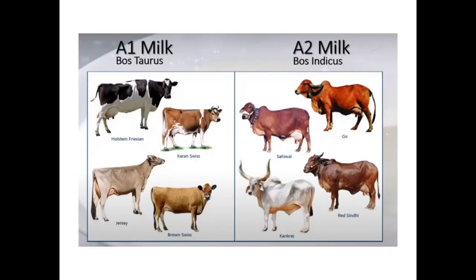Here we can see that A1 milk comes from Bos taurus, that is Holstein Friesian, Jersey, Brown Swiss. Milk from these animals is considered as A1 milk. A2 milk comes from Bos indicus, that is Gir, Sahiwal, Kankrej, Red Sindhi, and more Indian breeds like Haryana and Ongole. Milk from all these breeds is considered to be A2 milk. So this is the trendy example of genetic polymorphism.